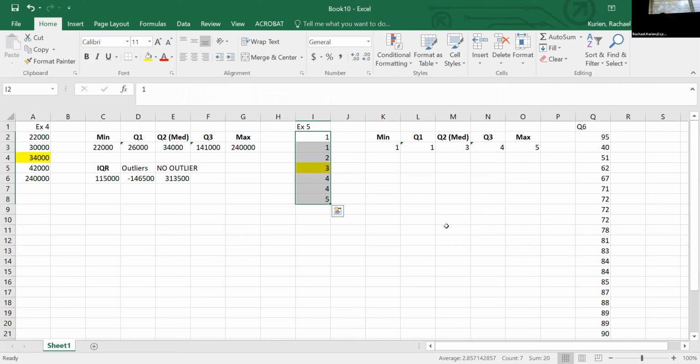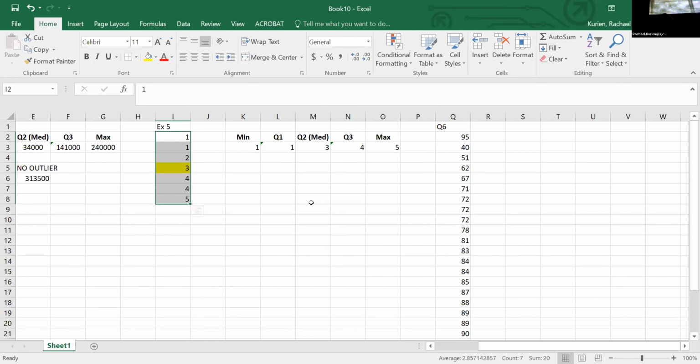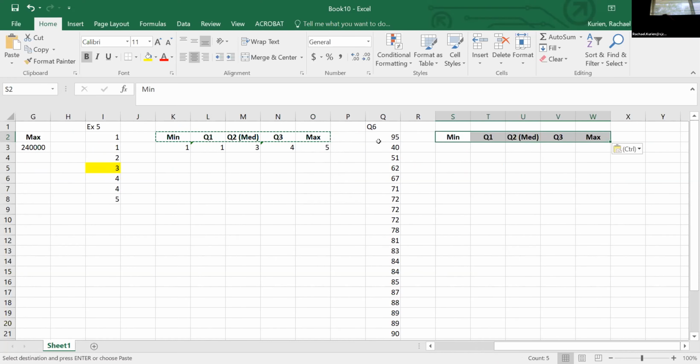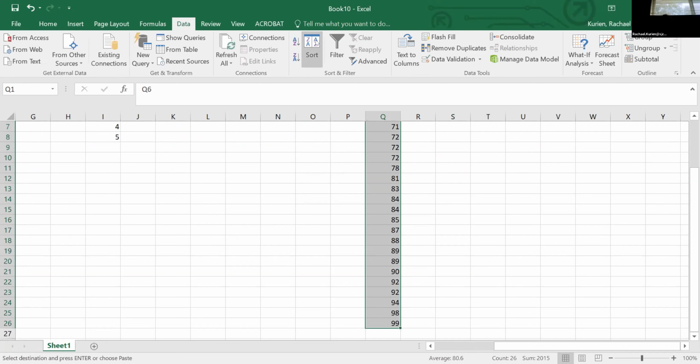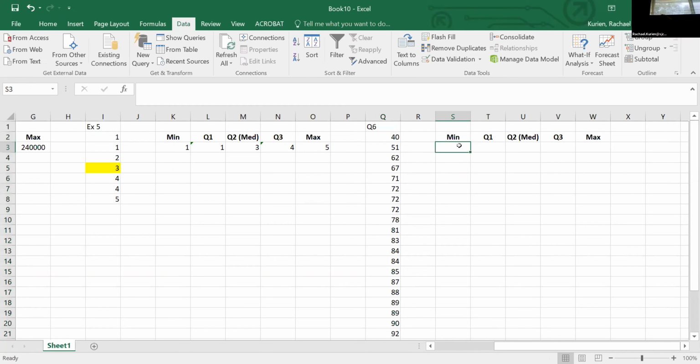All right, so moving along, we have example number 6. And we're going to do the same thing. We're going to put it in order. And then we're going to find our 5 number summary. So let's put it in order first. I'm going to highlight it all. And then click on Data. Go to Sort. Smallest to largest. Yes, that's what we wanted. And there we have it.